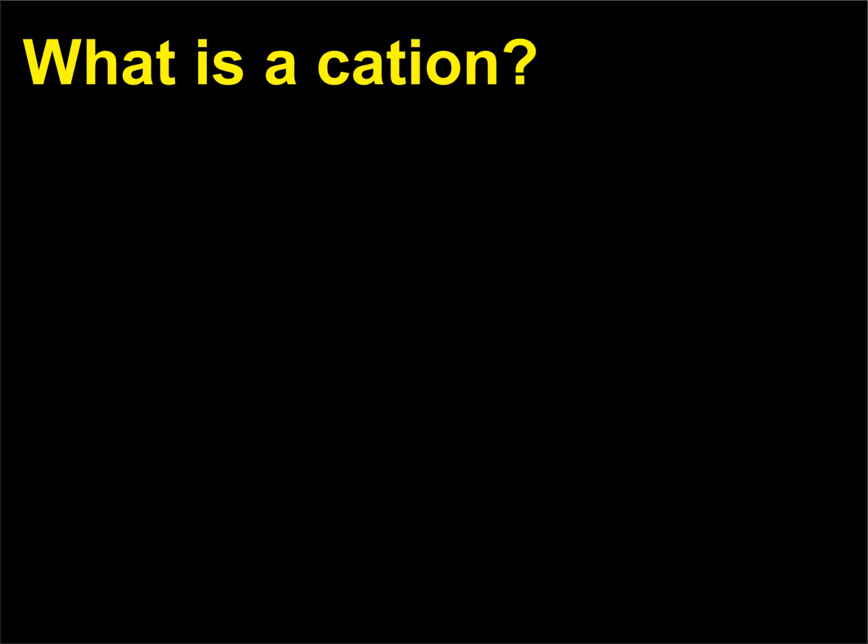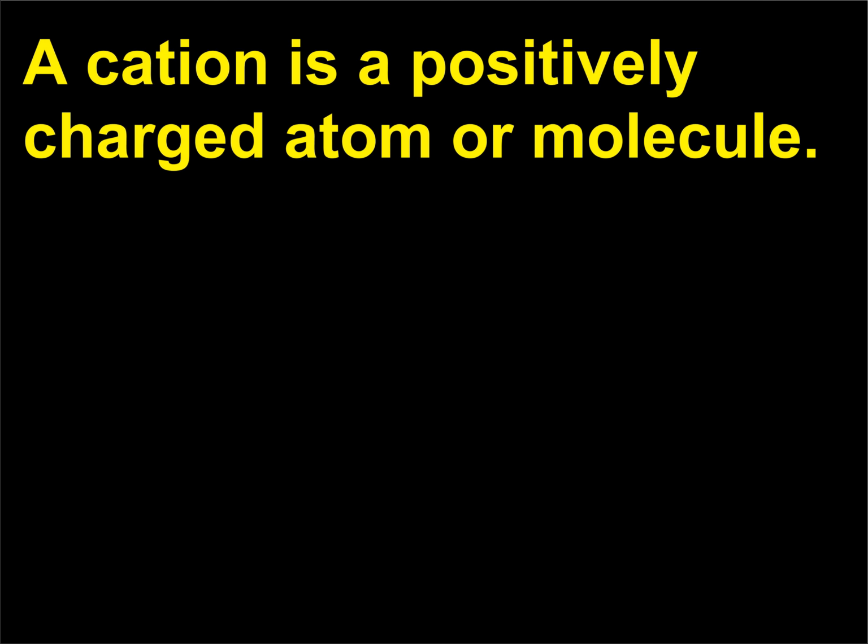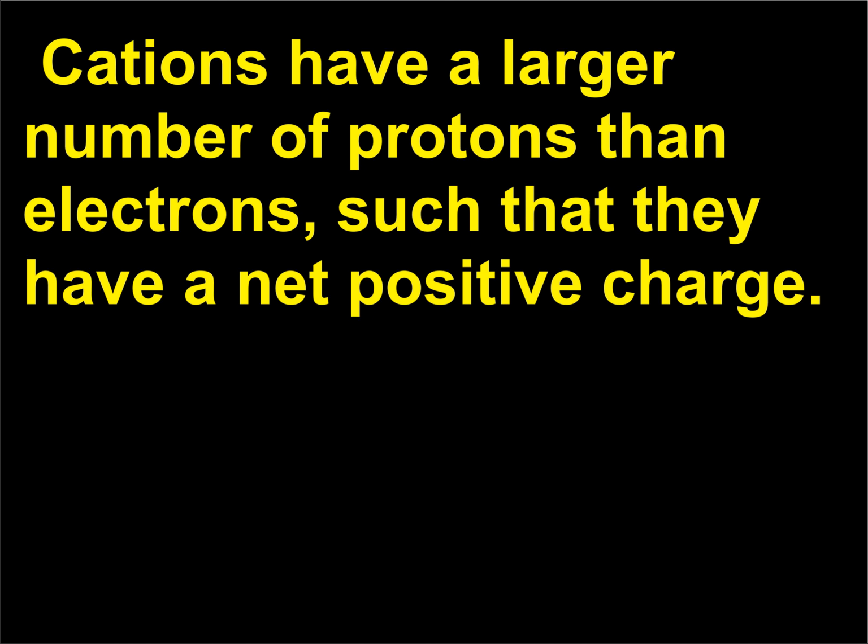What is a cation? A cation is a positively charged atom or molecule. Cations have a larger number of protons than electrons, such that they have a net positive charge.